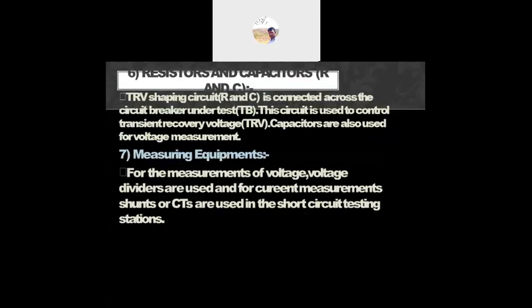Next are the resistor characteristics. Resistors and capacitors characteristics of the circuit breaker, here the TRV shaping of the circuit breakers. They are connected across the circuit breaker under test. They are used to control the transient recovery voltage. This is used to measure the voltage, how much voltage there is. The capacitor is also used for measurement of voltage.